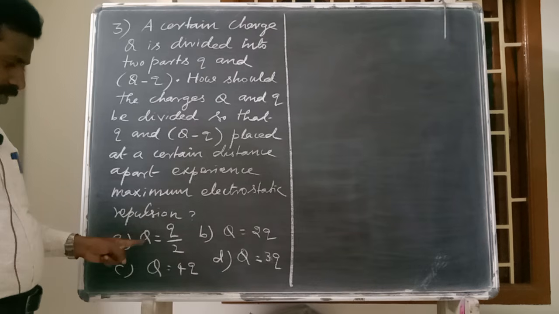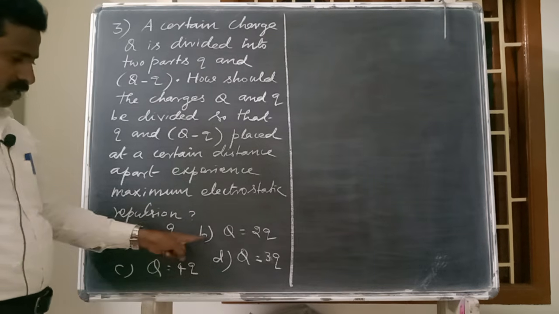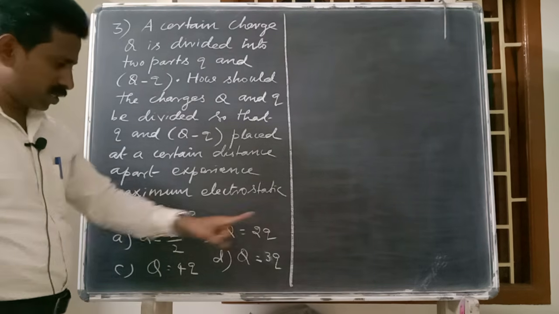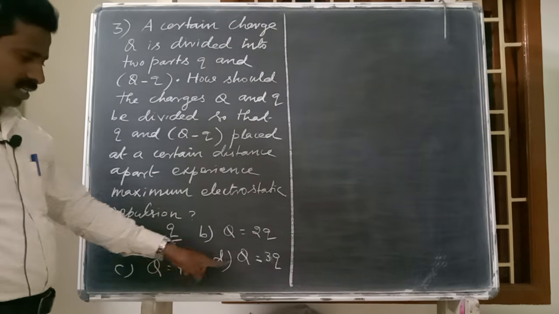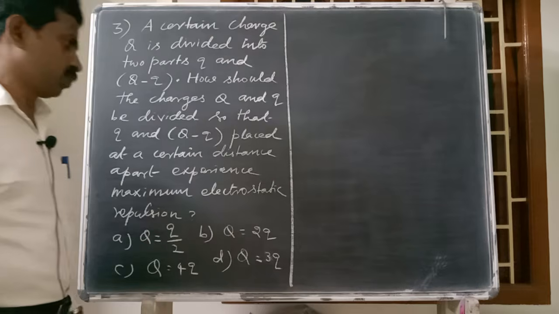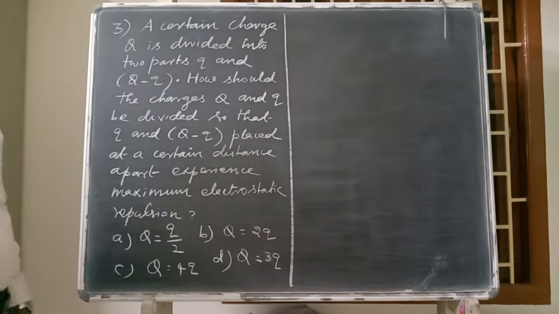Option A, capital Q equal to small q by 2. Option B, capital Q equal to 2 small q. Option C, capital Q equal to 4 small q. Option D, capital Q equal to 3 small q. Okay, see the question.